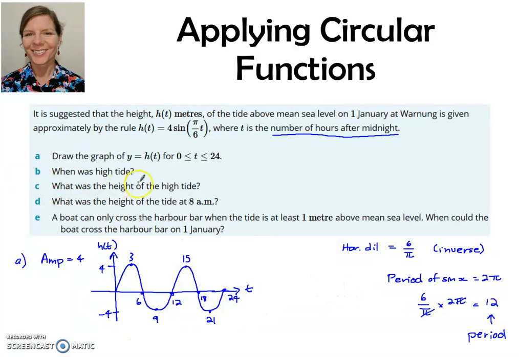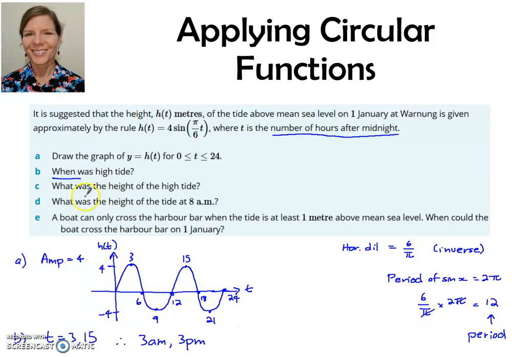So the question says, when was the high tide? We've already found out that high tide is when t equals 3 and 15. Now that's not good enough. It said when was the high tide, so you need to give a time. So t equals 3 means 3 hours after midnight, so therefore at 3 a.m., and 15 hours after midnight, which is obviously going to be 3 p.m., or 1500 hours if you're going to do 24-hour time. But you need to state those two. That's your answer there.